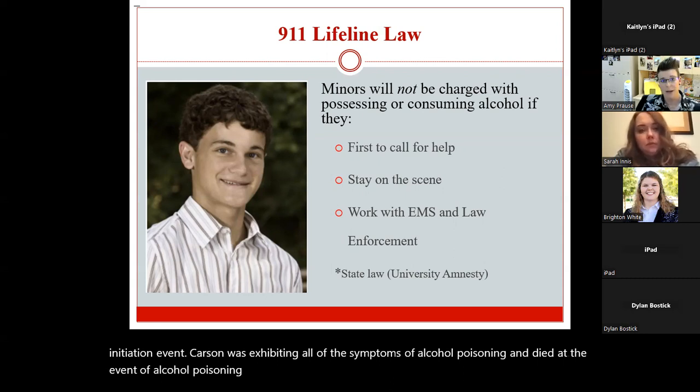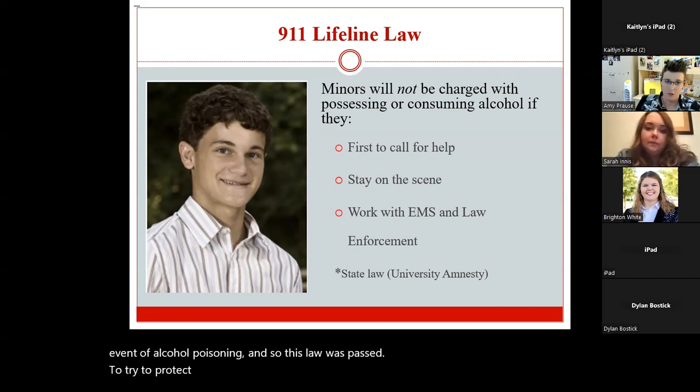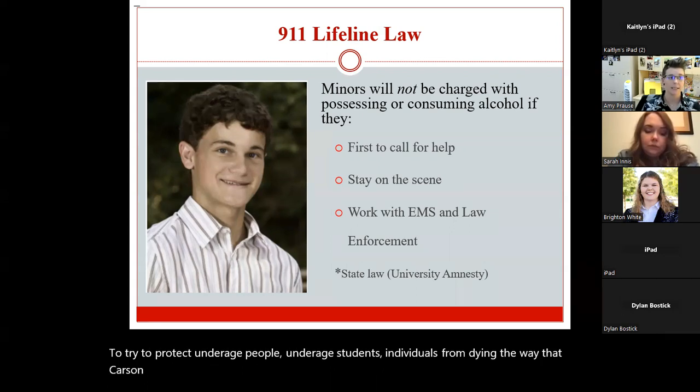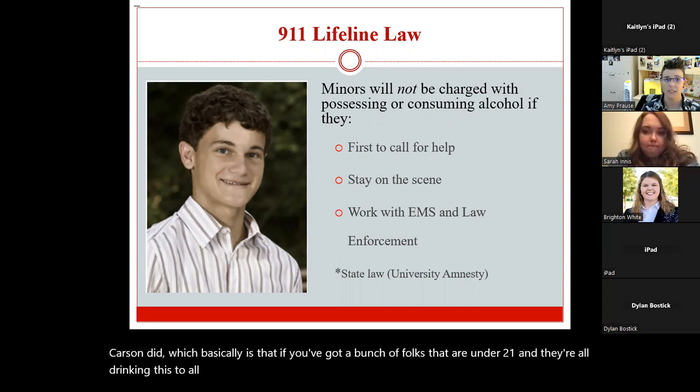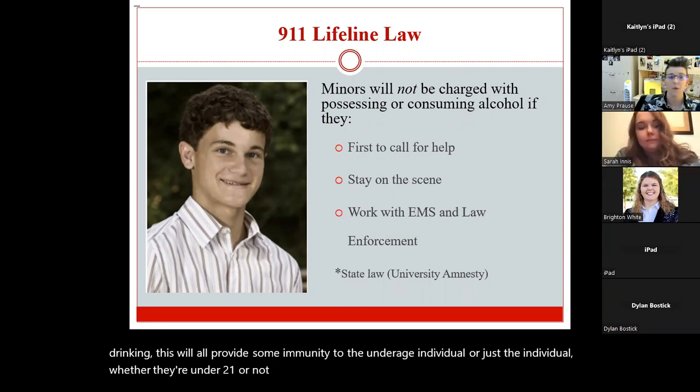And so this law was passed to try to protect underage students and individuals from dying the way that Carson did. Basically, if you've got a bunch of folks that are under 21 and they're all drinking, this law provides some immunity to the underage individual, or just the individual, whether they're under 21 or not, as far as what happens with law enforcement afterwards.